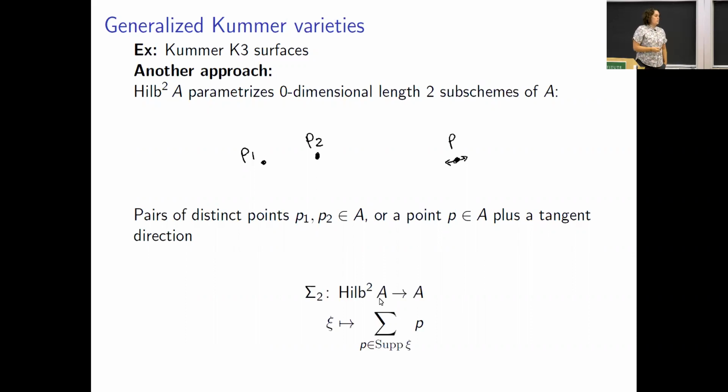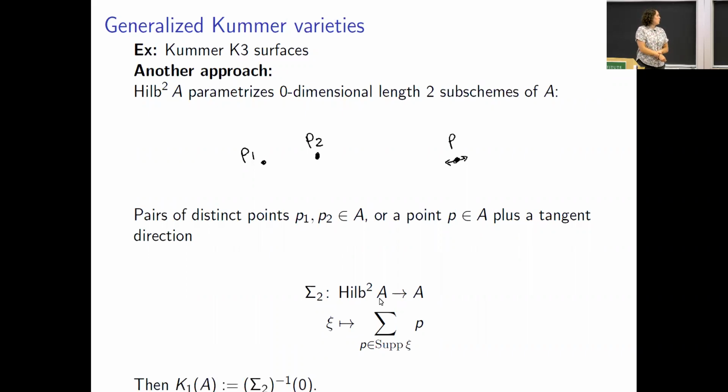Because A is an abelian surface, I can take these length 2 subschemes and sum up the points in their support, and this gives me a map to A. If I have two distinct points, I'm just adding them in the abelian surface. If I have a point with a tangent direction, then it maps to 2 times that point.